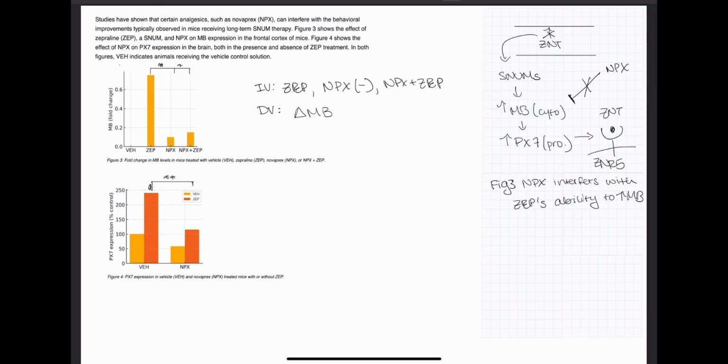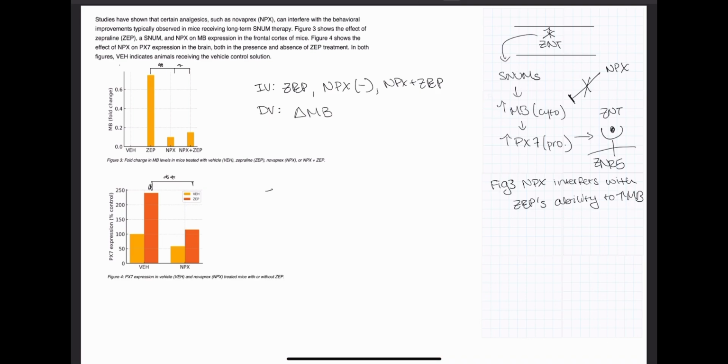Okay. Now figure 4. Figure 4 says PX7 expression in vehicle and Novaprax. So is NPX affecting PX7 expression as well? We know it's affecting MB expression, and then is it doing downstream to PX7 as well? Or is there some independent pathway that PX7 is increasing by?